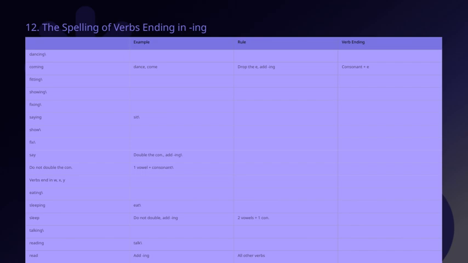However, if the verb ends in w, x, or y, the spelling stays the same and we just add ing. For example, show becomes showing and fix becomes fixing. When it comes to verbs like eat and sleep, which end in two vowels followed by a consonant, we do not double the consonant. So, eat turns into eating and sleep into sleeping. Lastly, for most other verbs, simply add ing. For instance, talk becomes talking and read becomes reading. Understanding these rules helps us spell verbs correctly in the ing form and keeps our writing accurate and professional.